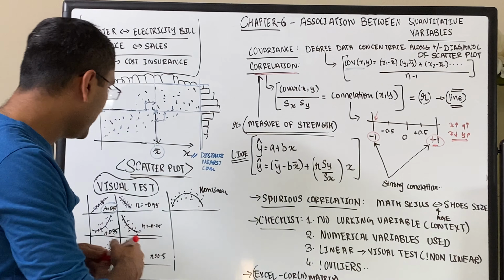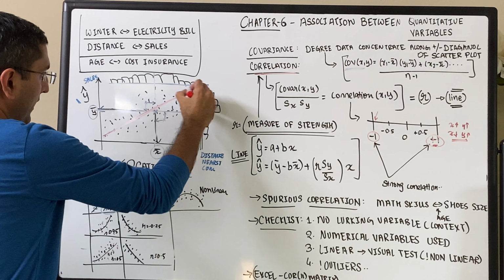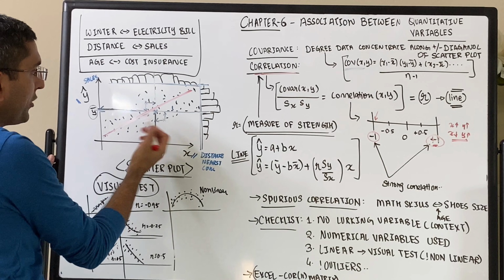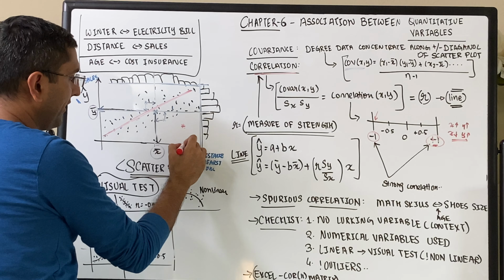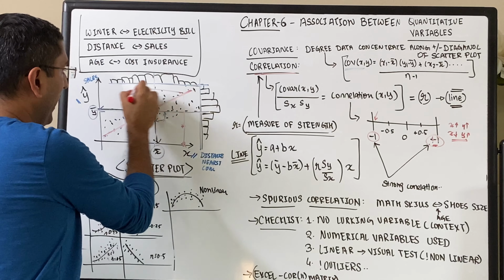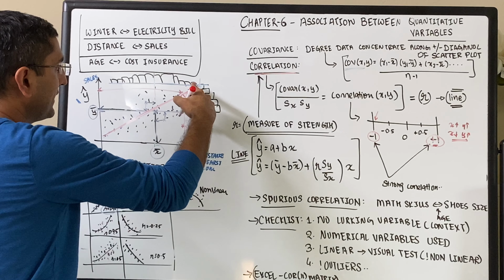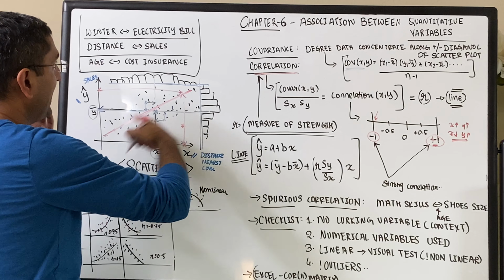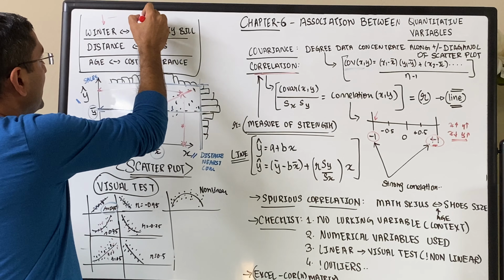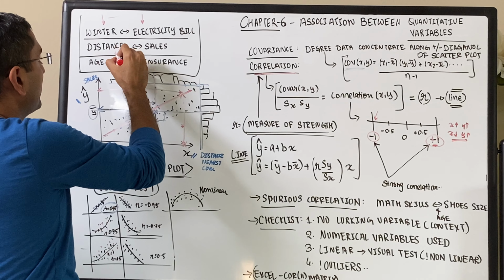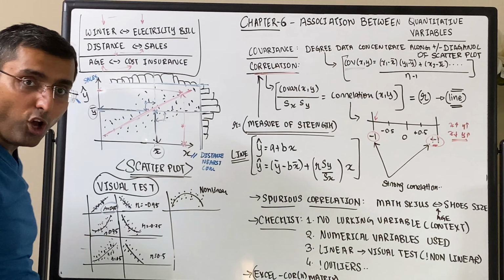Once you create this line, you can actually plot it, saying, hey, there's this correlation line. And so then you can easily predict, even for some new random variable, hey, if this was my x, what will be my y, right? So this allows you to predict. Once you create this line, now you can plot anywhere, and you can say, hey, given the winter temperature, I can easily predict the electricity bill. Given the distance, I can predict the sales. Given the age, I can predict the cost of insurance.